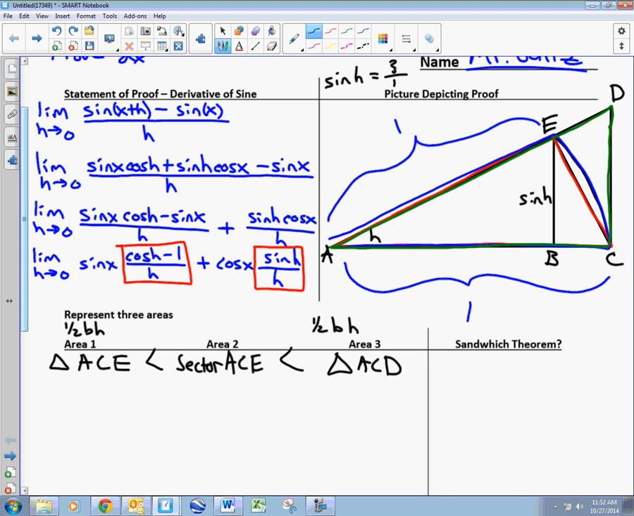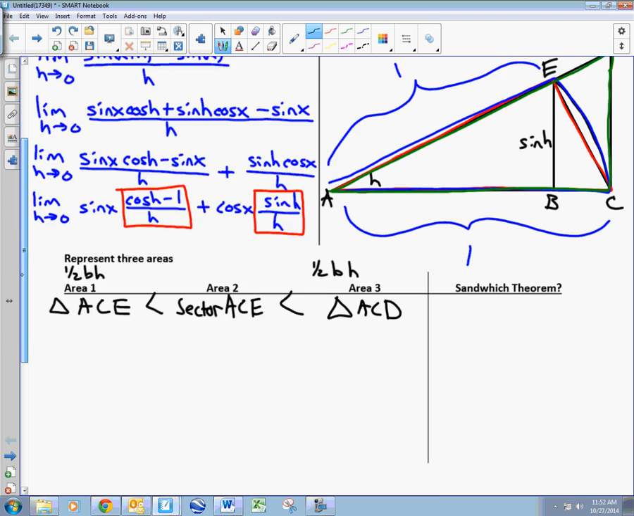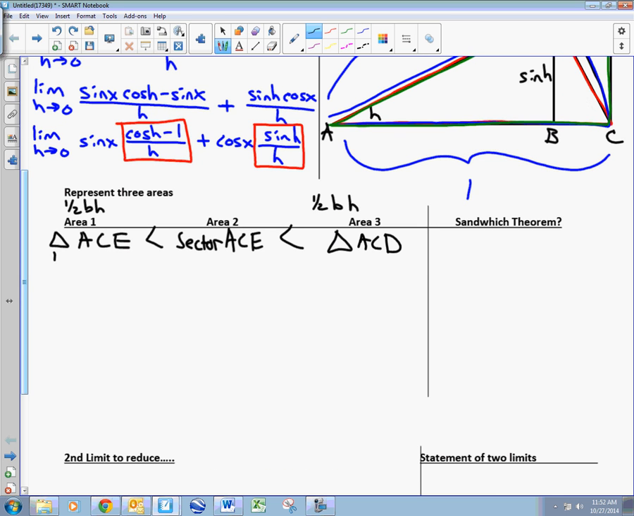You can, but I'm going to run out of room with other stuff I'm doing. Okay, so my second part here, I have 1/2 base times height. That's sine of H. So if I write this out, I've got 1/2 times the base, which is 1, times the height, which is the sine of H, is less than the sector area, which I'll have to figure out in a second. Let's move over to this triangle.